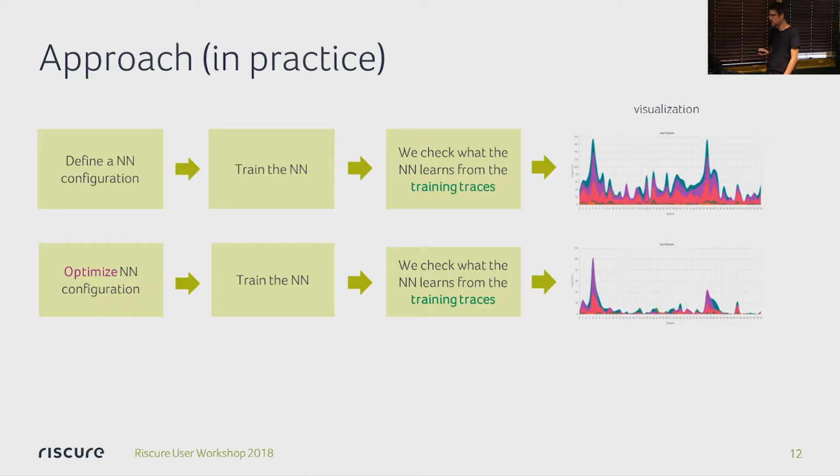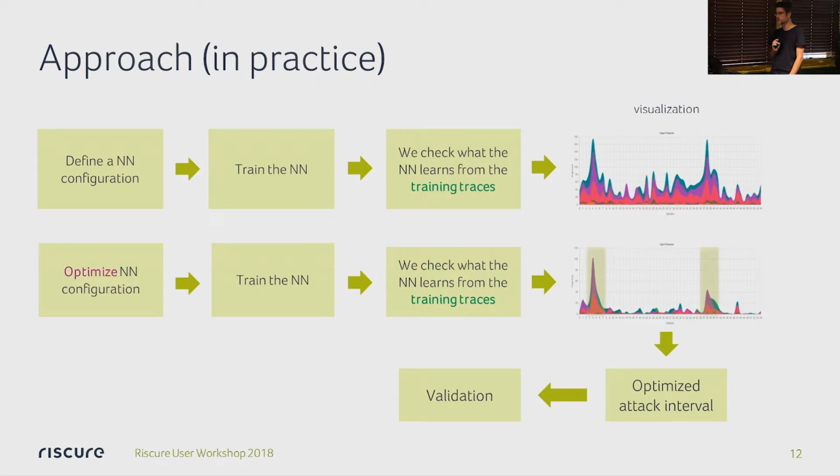What we have here is more localized information. If we now focus the analysis on these peaks, on this part where the network is telling me that it's learning from, we can optimize the attack interval, and then we go for the validation. So it succeeds. This is more or less the framework that we are proposing.